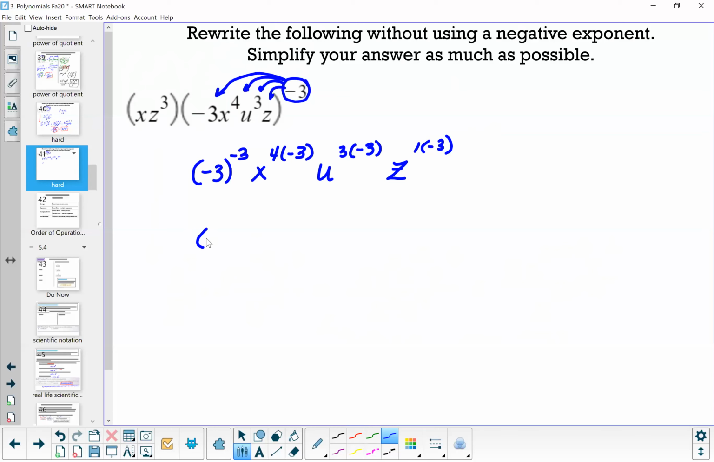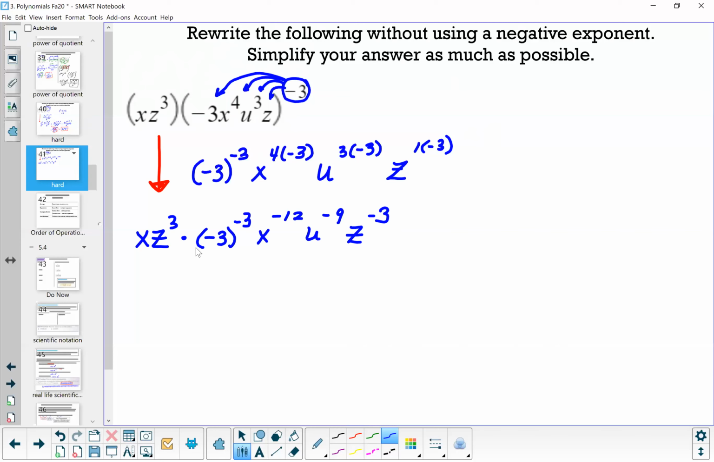So -3 in parentheses to the -3, I'm going to leave like that. X to the -12, u to the -9, z to the -3. And then bring down that first product where we had xz cubed times our previous work. Okay, notice again, I did not put the parentheses around xz cubed because I used the dot to represent multiplication.